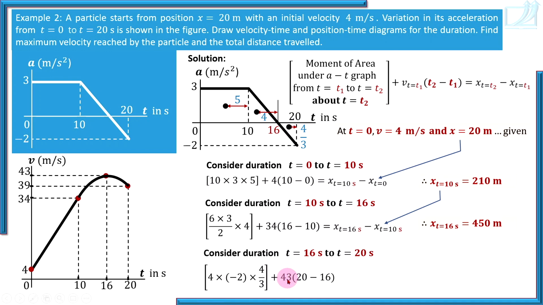Plus initial velocity. Initial velocity means in this time interval, t equal to 16. So at t equal to 16, initial velocity is 43. So 43 into t2 minus t1, 20 minus 16. That gives you the change in position in this interval. So x at t equal to 20 seconds minus x at t equal to 16 seconds. So this is how we have found x at t equal to 20 seconds. It is 611.33 meters.